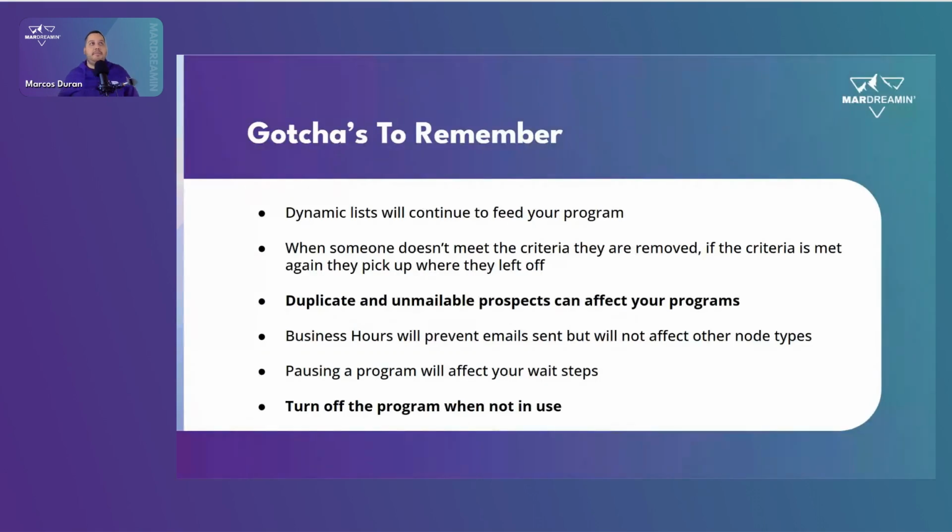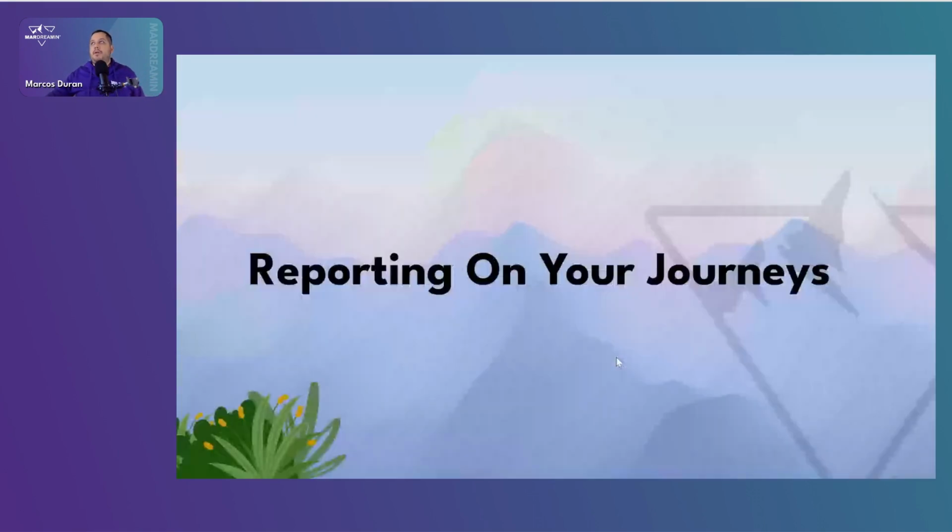All right, gotchas to remember. Here we're about 2 minutes. So just making sure that you turn off programs when they're not in use. Remember that dynamic lists continue to feed your program even if the program already started. If your business hours conflict, it could hold your emails hostage until the next business day. So then you see a drop off of people not getting the email. So just making sure that you're aware.